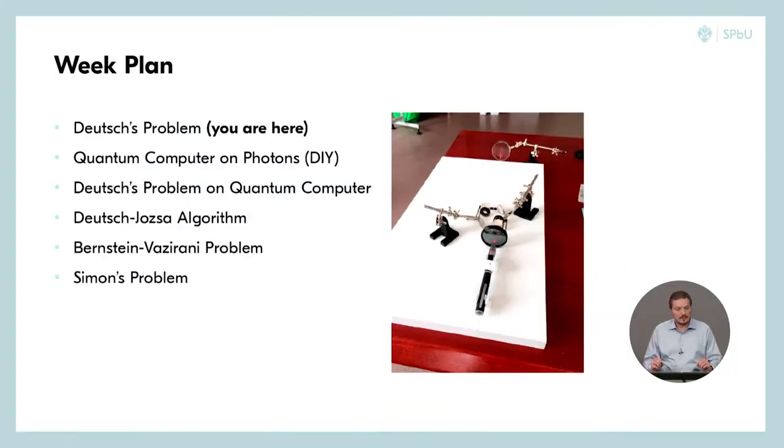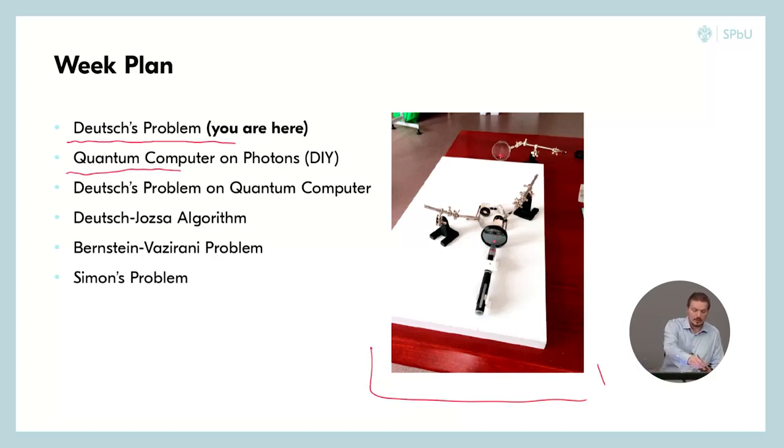Here is the plan of our third week. And we start, as you may have noticed, with Deutsch's problem. Then we are going to make a quantum computer with our own hands. This quantum computer you can see in the picture here. And then we are going to solve Deutsch's problem on this real quantum computer. And after that, we will learn some basic algorithms.